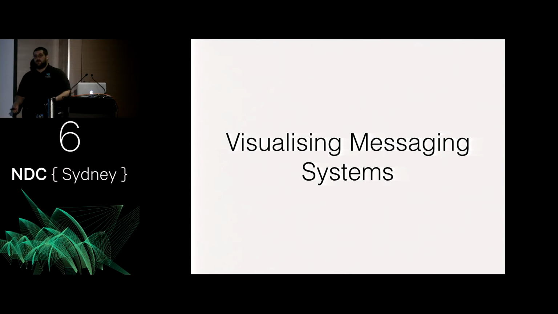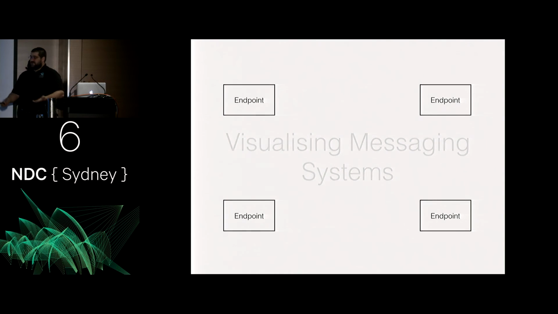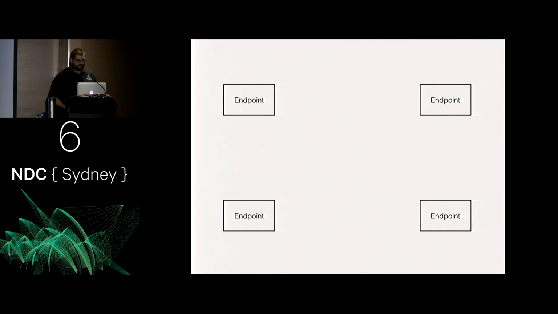But the last topic that I want to talk about is visualizing messaging systems. When I talk about messaging systems, in Service Bus, we have these things, these different processes that are going to be running on different machines scattered throughout your architecture. And in Service Bus terms, we call them endpoints. They're actually reasonably close to something like a container in C4.